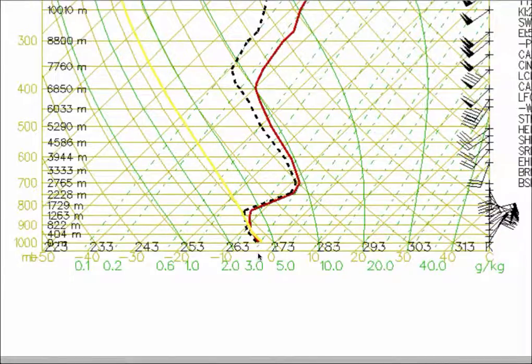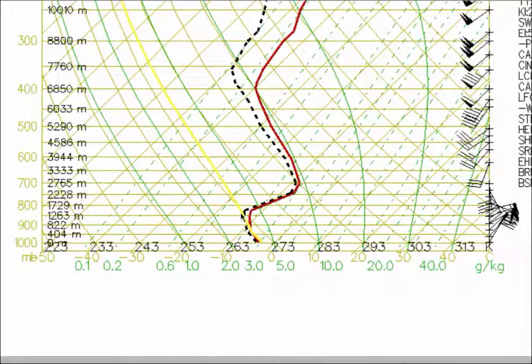So if the temperatures throughout the entire sounding are below freezing, this line here, this is what's called a snow sounding. Also notice that temperatures at the surface are warmer than aloft. That means that this is supporting the potential for what's called convective snowfall.